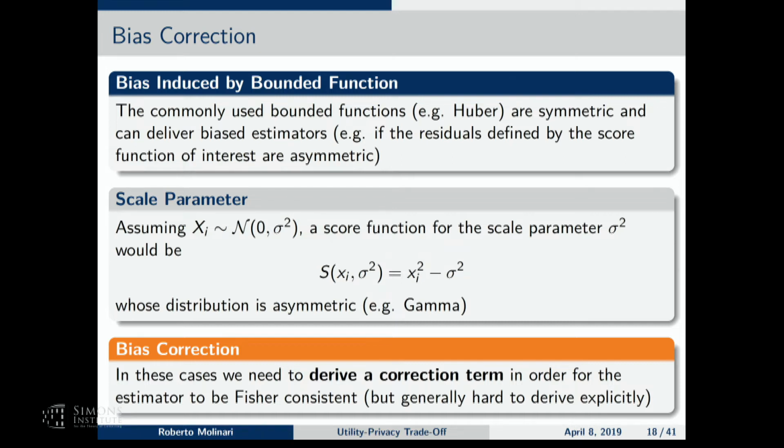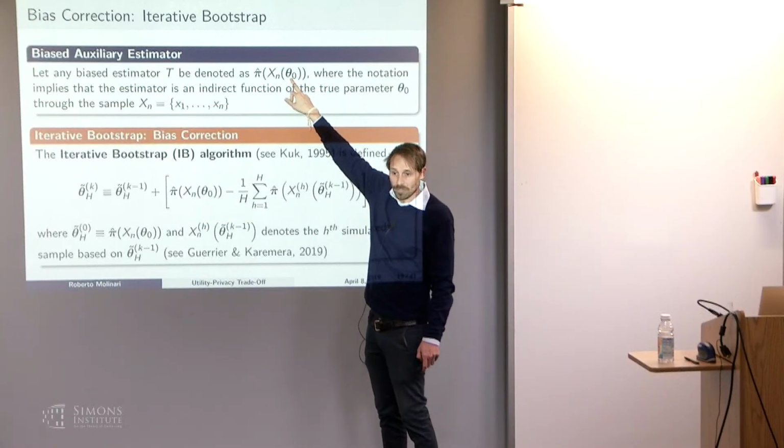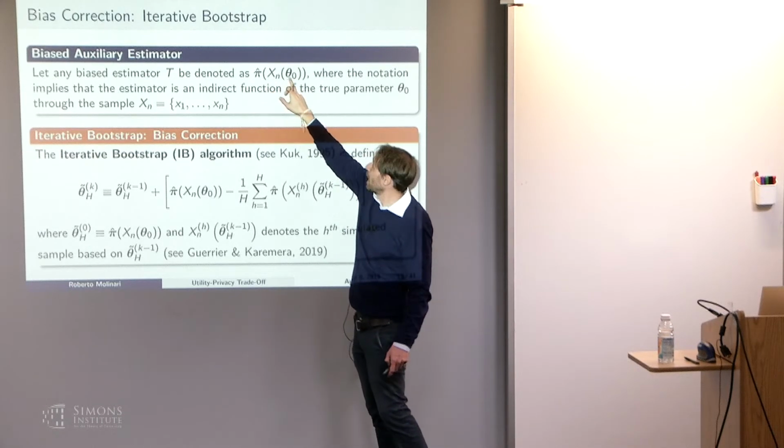But this is a problem that is often quite complicated to solve because it depends on the assumed underlying distribution for your data, and therefore it's on a case-by-case basis. Okay. So one solution that was recently proposed, and now I come to the post-processing mechanisms, is the following. Let's say we have an estimator or an algorithm T, and we denote it as pi hat, which depends on the data and on my true underlying parameter, theta, which I'll call theta 0, my true parameter. Of course, it's not an explicit function of this. We don't observe theta 0, but there's a link between the auxiliary estimator and theta 0.